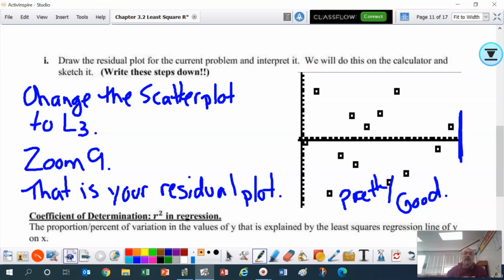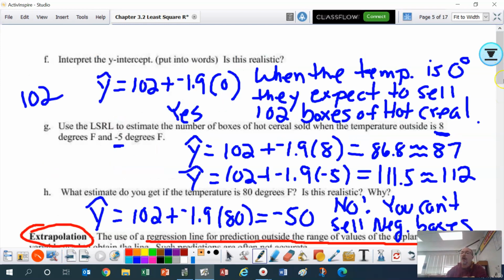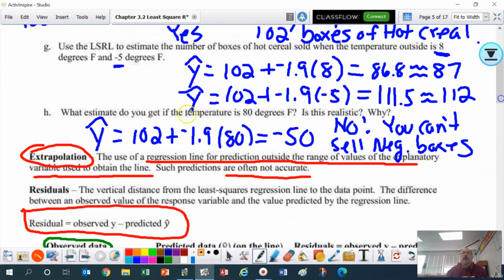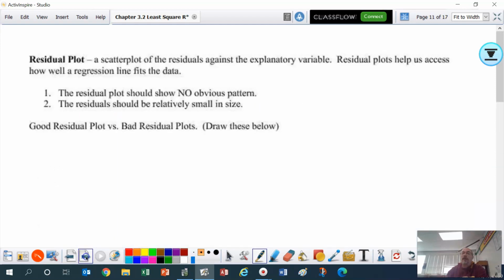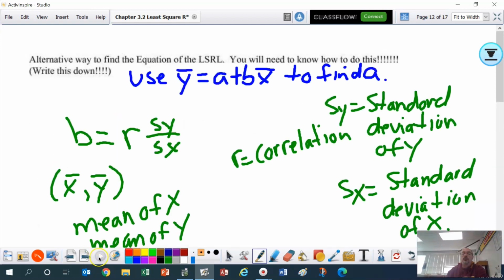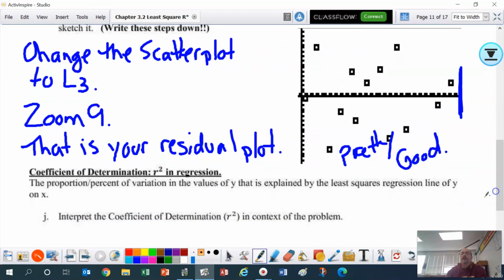So if you recall, let me back up. If you recall, once we get to a certain range, making a prediction is not realistic, right? Remember, that's called extrapolation. Okay, so this is a good residual plot, but it's only good to a certain point. All right, I think I went too far. There we go. But that is a good residual plot.